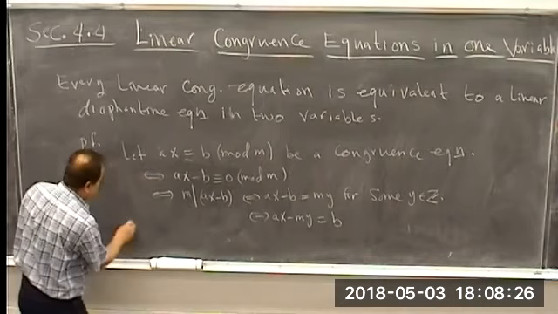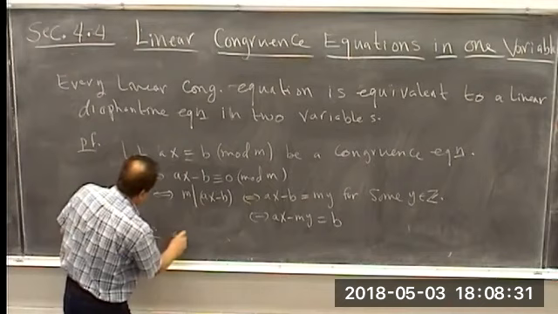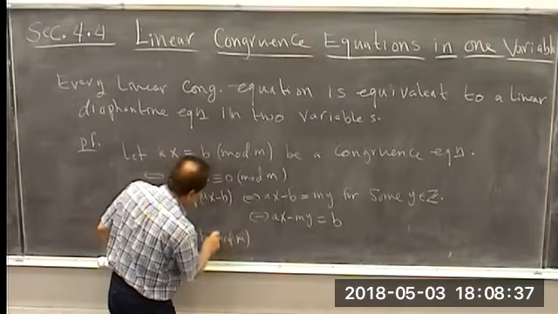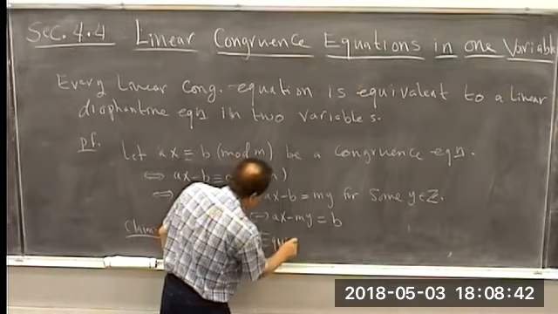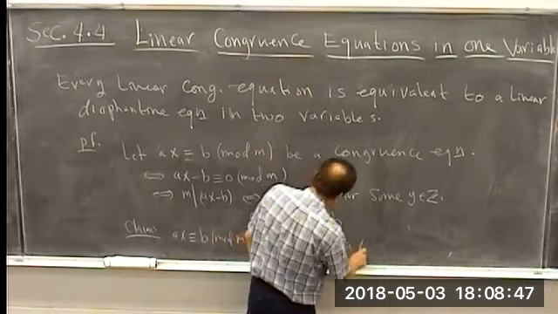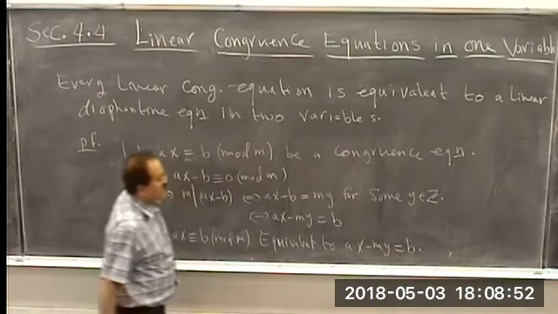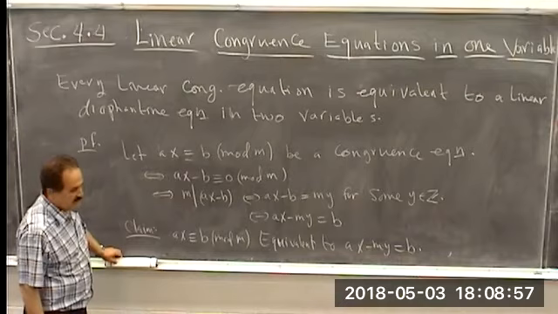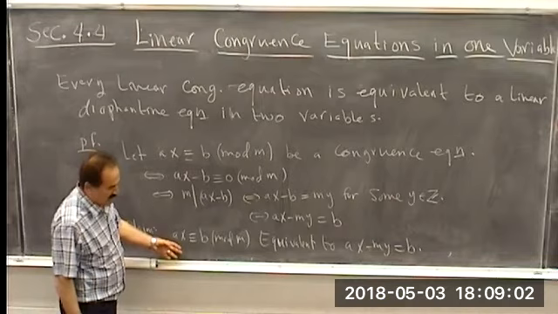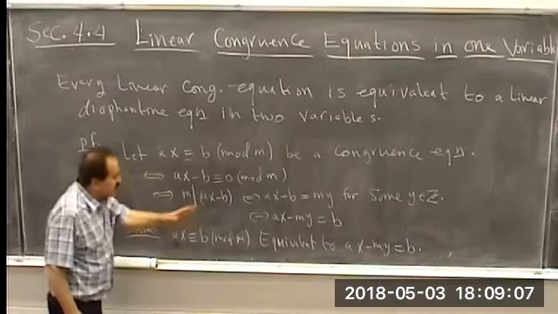So the claim is that AX congruent to B mod M is equivalent to AX minus MY equals B. What does this mean? This means that the solution sets for both are the same. Now, in the case of the linear congruence equation, we are interested only in the values of X. In here, we have X and Y. Who cares about the Y, but we're going to see the X values are going to be the same.